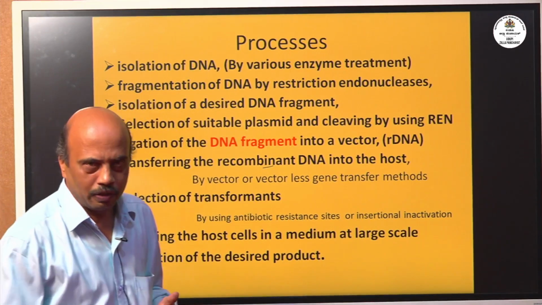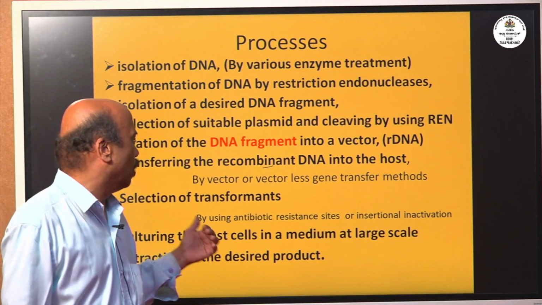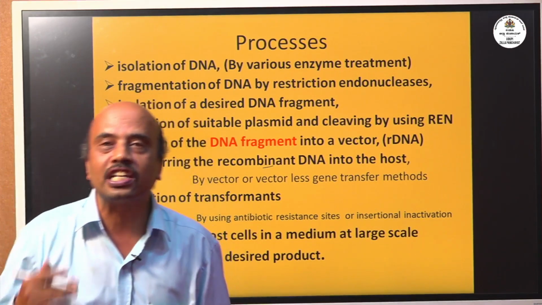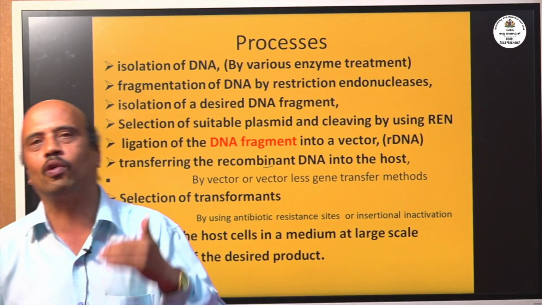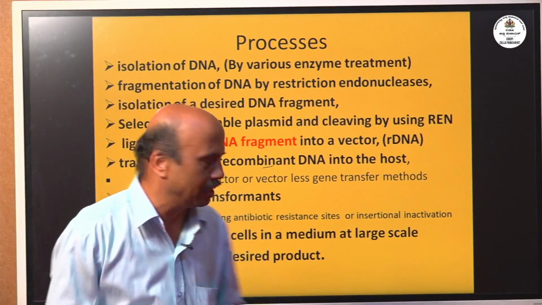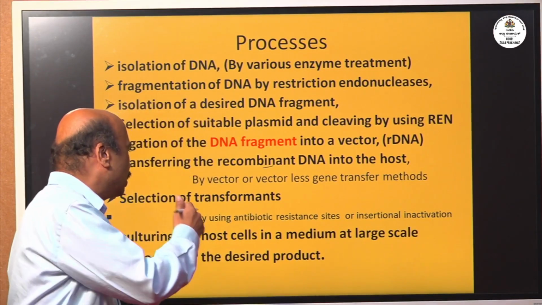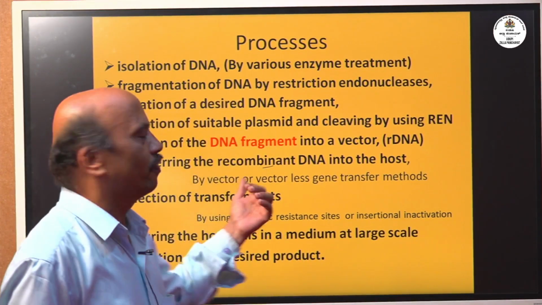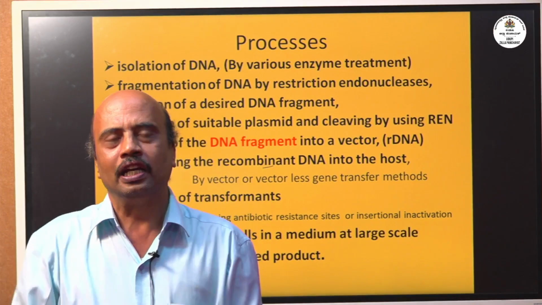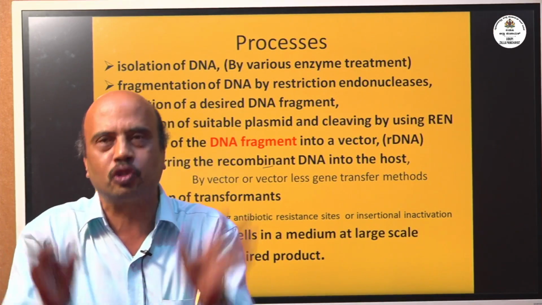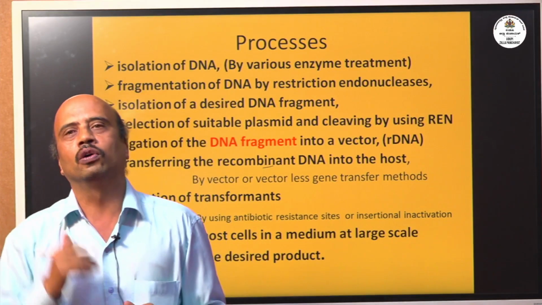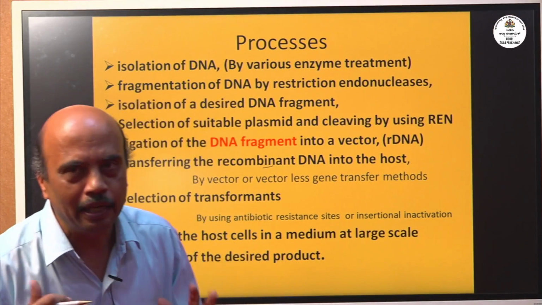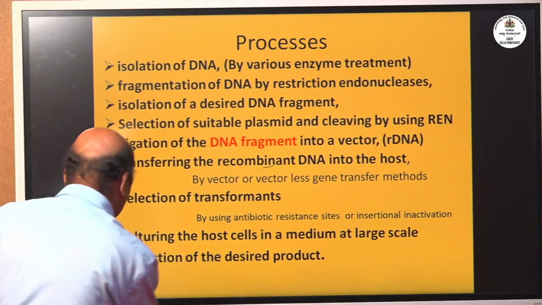There are two methods for selection of transformants: one by using antibiotic resistance sites, or by insertional inactivation. Either one of the methods we use to select the transformants. Then after that, culturing the host cells in a medium on a large scale. Then finally the extraction of the desired product. So these are briefly the operational procedures that we have to follow during the creation of rDNA. These are the main procedures involved in recombinant DNA technology.